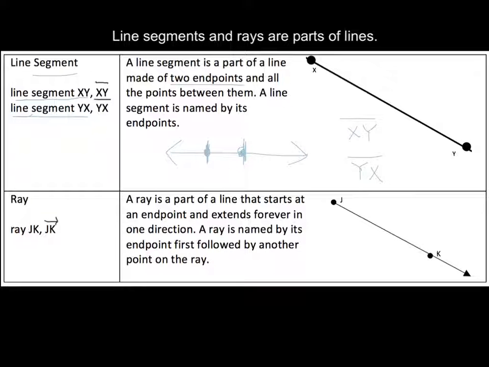Now, a ray is where the order of the letters is tricky. As you can see, there's only one way to define a ray. So a ray is a part of a line that would start, so let's say here's my line. I would pick a spot that I'm starting at, and then I'm going to go on forever in one direction. Okay, so a ray is a part of a line that starts at an endpoint and extends forever in one direction. A ray is named by its endpoint first. That's why we need to write these down.